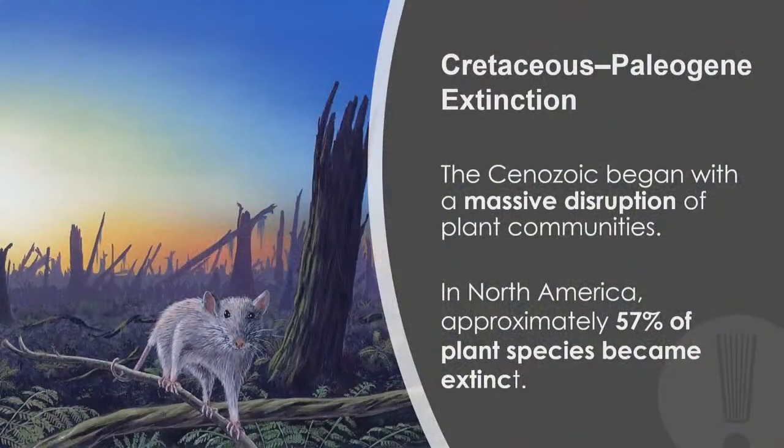So the Cenozoic era began with a massive disruption of plant communities. In North America, approximately 57% of plant species became extinct. And they think that since many of the reptiles from the Mesozoic era were cold-blooded, they weren't able to produce their own heat, so they tended to have problems from fungus. And so when you get a mass die-off of these reptiles and they tend to be overgrown with fungus, it was mammals' ability and other warm-blooded animals' ability to produce heat to help keep fungus from growing on us or in us that allowed us to survive, or our ancestors to survive.